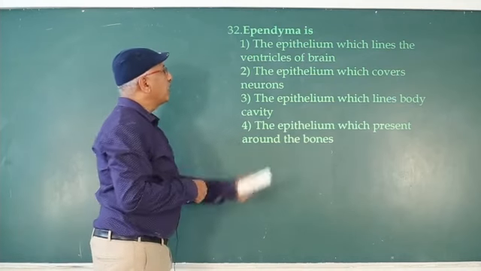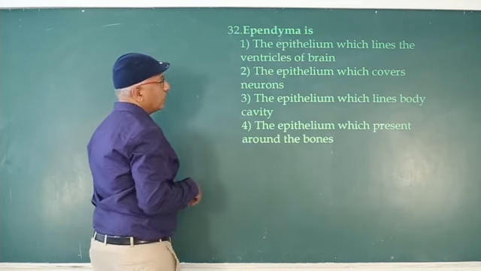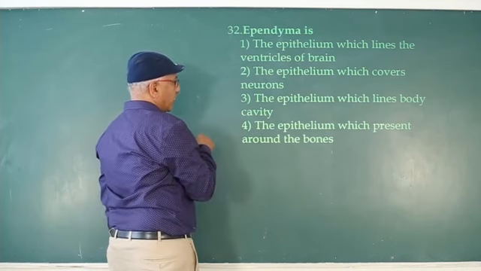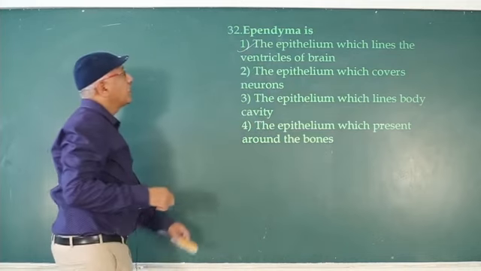Ependyma is an epithelium which lines the ventricles of brain, correct. Epithelium which covers the neuron, wrong. Epithelium which lines body cavity. Epithelium which is present around the bone, only first option.